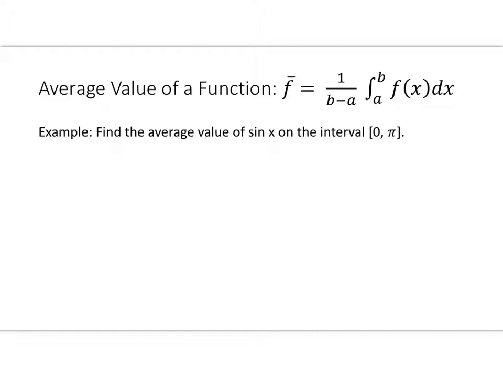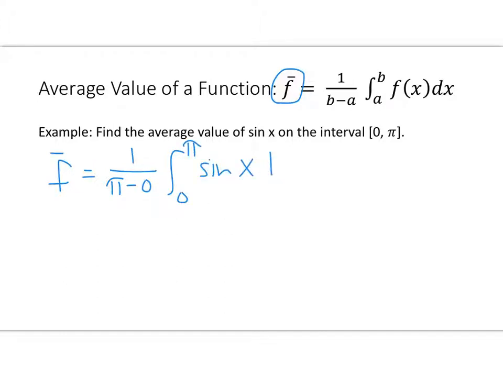Now when we're working with integrals, we can also use our integrals to help us find the average value of a function over a given interval. So f bar, that's our average function, is given by 1 over b minus a times the integral from a to b of f of x dx. So if we want to find the average value of sine x on the interval from 0 to pi, I would say that my f bar, my average, is equal to 1 over pi minus 0 times my integral from 0 to pi sine of x dx.